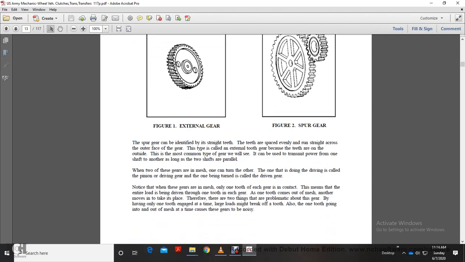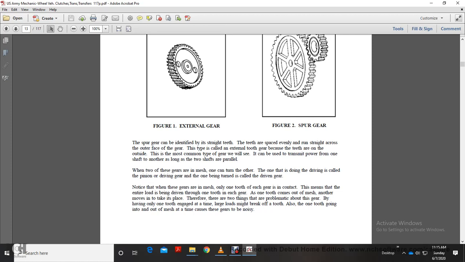Are spur gears identified by straight teeth, spaced evenly, running straight across the outer face of the gear? This type is called an external tooth gear because the teeth are on the outside. It is the most common type of gear, used to transmit power from one shaft to another as long as the two shafts are parallel. When two of these gears are in mesh, one can turn the other.